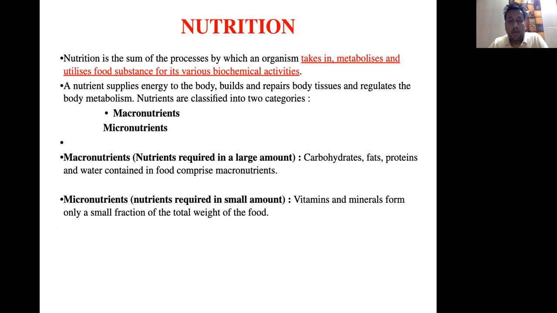let's have a look at nutrition. So what do you understand by the term nutrition? Basically, we are advised from the beginning of our life till our death almost to have nutritious food, to have a diet full of nutrition. But what do we exactly mean by nutrition? So basically, nutrition is the sum of the processes by which an organism takes in food substances, metabolizes and utilizes them to act as an energy source, and also for various biochemical activities.